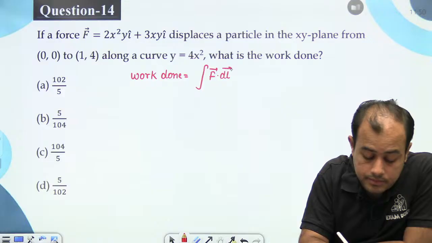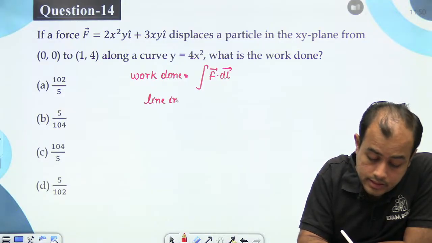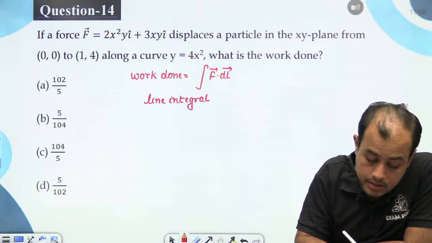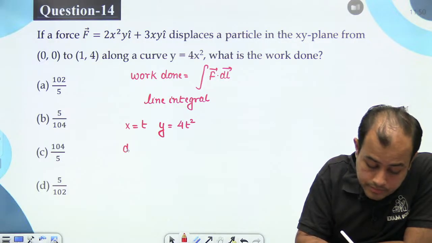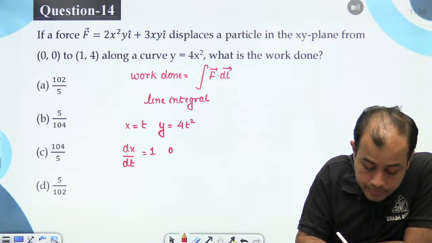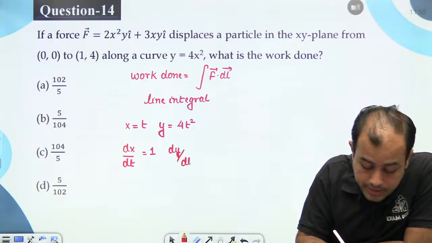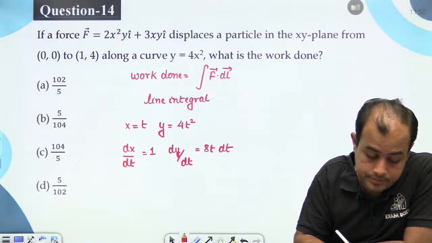Force F vector displaces a particle, तो वर्क डन इज ऑलवेज F डॉट dl, that is line integral. Okay. Now put x equal to t. I will do parameterization. Y equal to 4t square. dx by dt is 1. dy by dt is 8t dt.